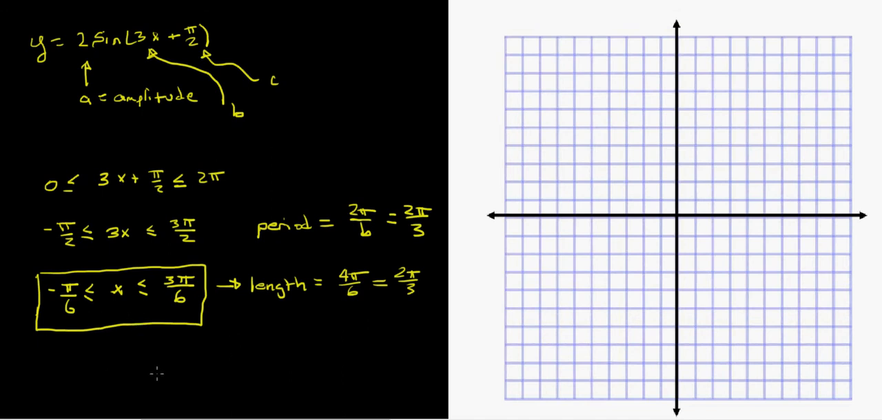Okay, the phase shift we can get directly from this interval. That is our phase shift. So the phase shift from our algebra work is negative pi over 6. And we could also get that using our formula. The formula for phase shift using our parameters is minus c over b. And c is pi over 2, so we're going to get negative pi over 2 divided by b, which is 3. Oh, hey, that's exactly what we wanted, negative pi over 6.